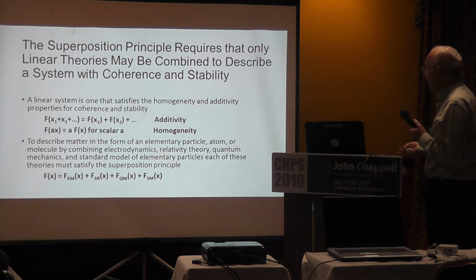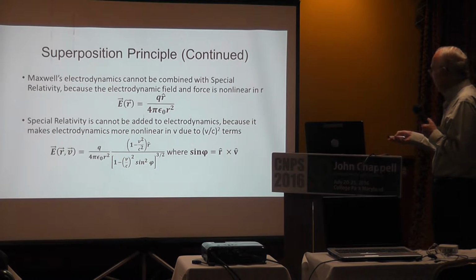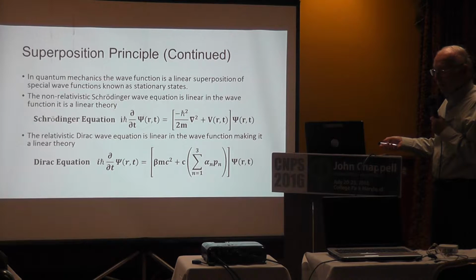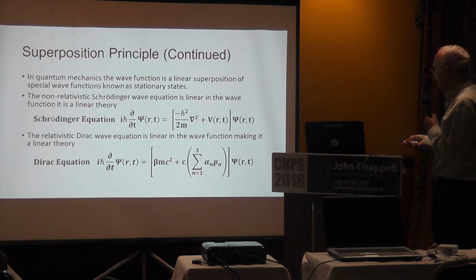But we see here's the electrodynamic force. You see it's 1 over r squared. That's not linear. We see special relativity theory, and it contributes v squared over c squared terms. That's not linear. Oh, I'm sorry. We look at the Schrodinger equation for quantum mechanics, and it is claimed to be a linear equation. Linear theories cannot be combined with nonlinear theories, according to the superposition principle. We have Dirac's equation also, and it's a linear equation.